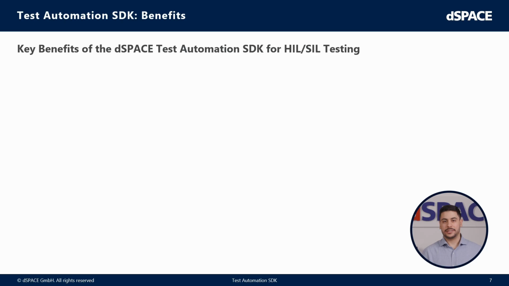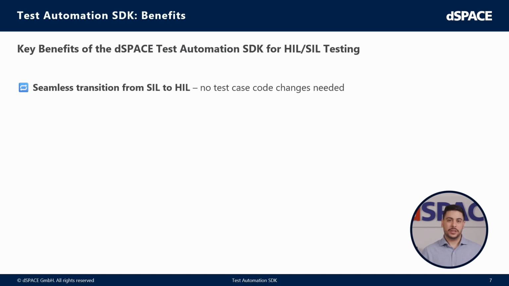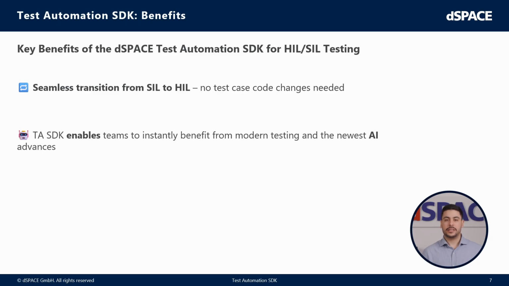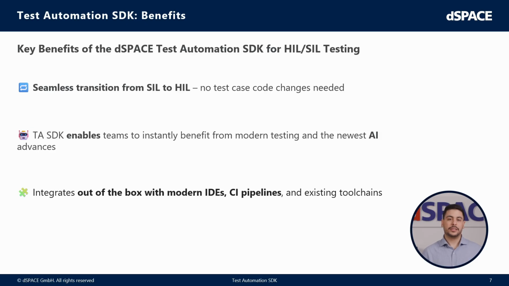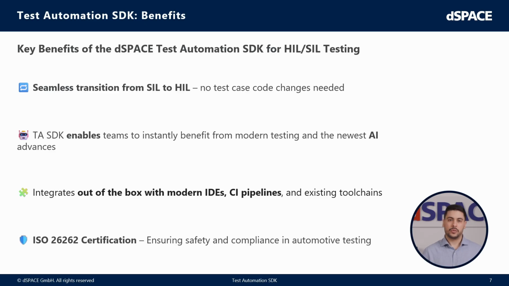And here comes the closing slide, where I show you the key benefits of the Test Automation SDK, if you haven't seen it yet. The seamless transition when testing from SIL to HIL. You don't need to change your test code. The Test Automation SDK is an enabler. It enables you to leverage the most recent advancements in AI and modern testing workflows. It integrates out of the box with your existing CI/CD infrastructure. And of course, it will be ISO 26262 certified for testing in critical areas, for example, like in automotive.